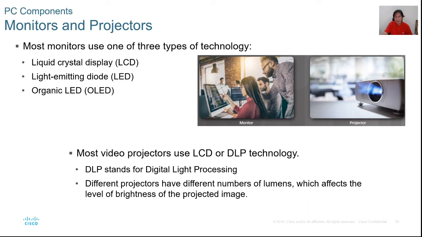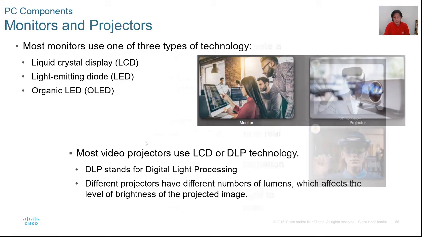Different projectors have different numbers of lumens. Lumens identify the quality in terms of high intensity light. So the higher the lumen, the brighter the output your projector will have. Lower lumen means you need more darkness so that your video or output will be much more visible. So that is for the monitor.